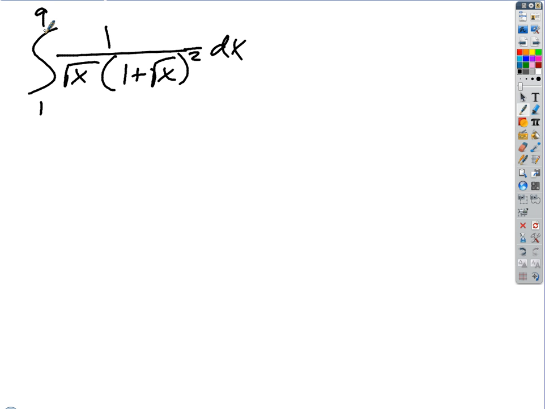You got any ideas for a good choice of u there? How about that? And what's your reasoning for that? Okay, so that's not a bad idea, right? We've got this 1 plus, a quantity to a power. It sure would be easier if that were one variable to a power, right? Yeah. So it's a good choice. Yeah, let's try that. So if u equals 1 plus square root of x, what's that going to make du? Remember, the square root of x is x to the 1/2.